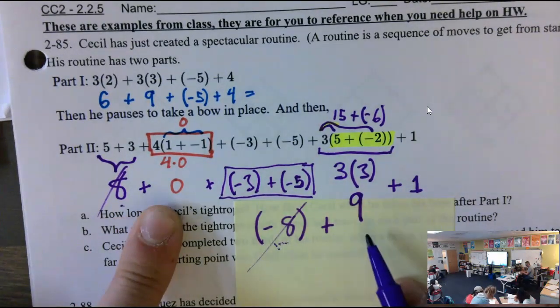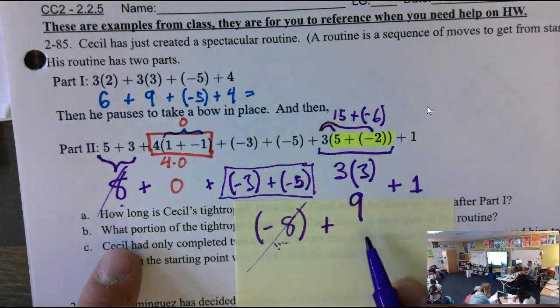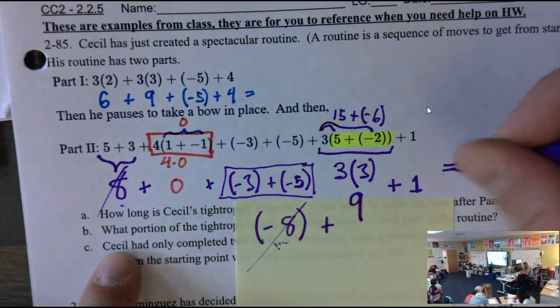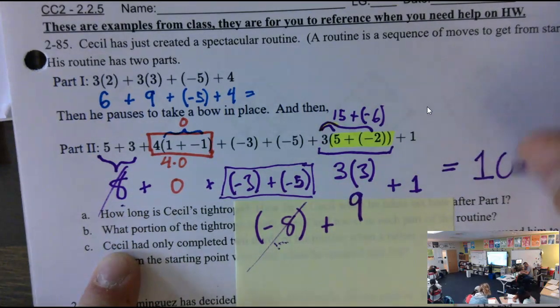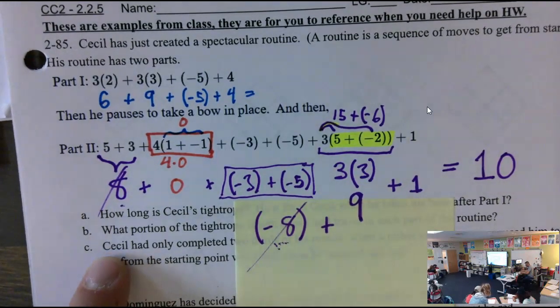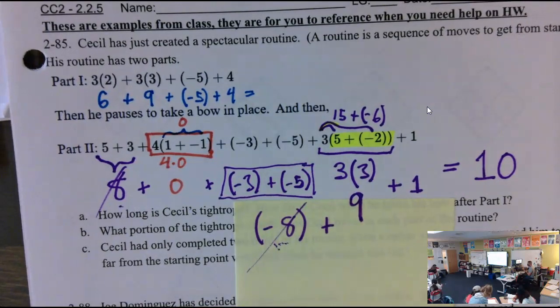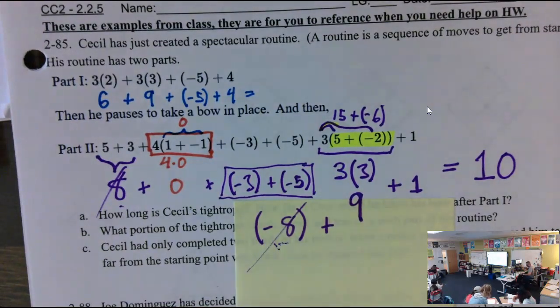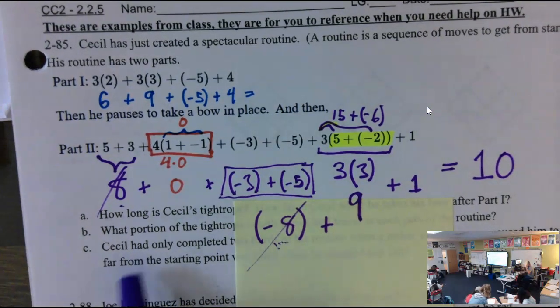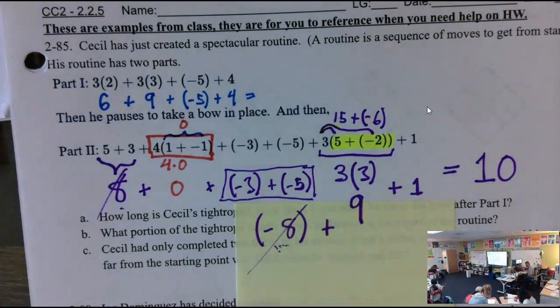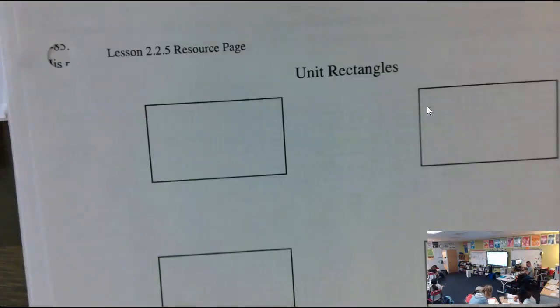0 does nothing. So I have 9 and 1. What's 9 and 1? 10. We get 10 here. All right. For sake of time, we're going to keep moving forward because I'm just going to skip B and C for now. Pull this page out.